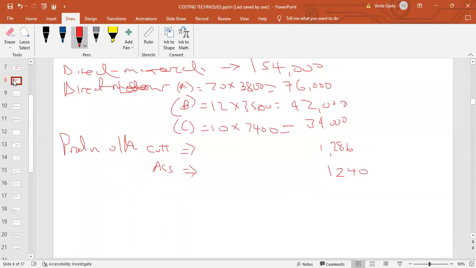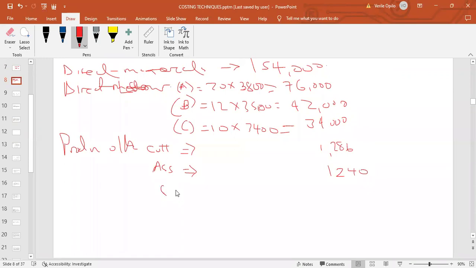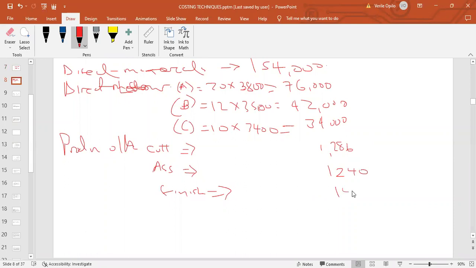And then we have the last one. The last department that we have been provided with is the finishing department. For the finishing department, we're given an amount equal to 1,403. Then now we come here and get the total job cost. So how much will be the total job cost? We'll have to add up these values.